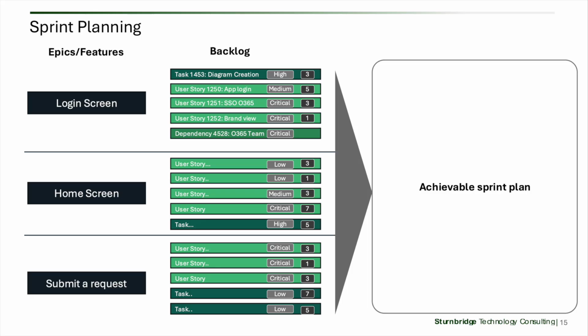Sprint planning is where the team selects the work it intends to deliver in the next sprint. This is often misunderstood as a simple prioritization session. In reality, sprint planning is a balancing exercise between value and capacity. The team needs to understand what is most important, what is ready, and what is realistically achievable.